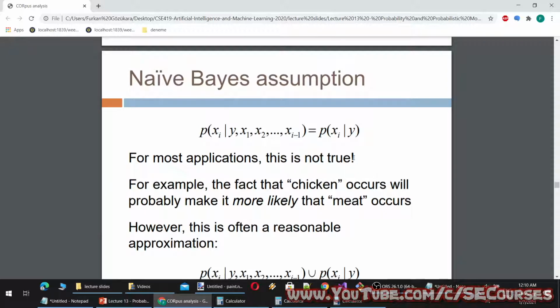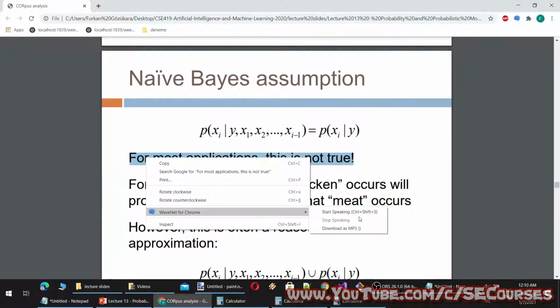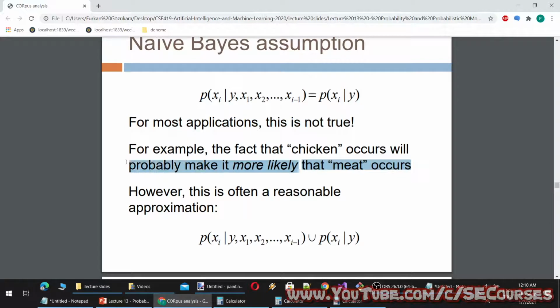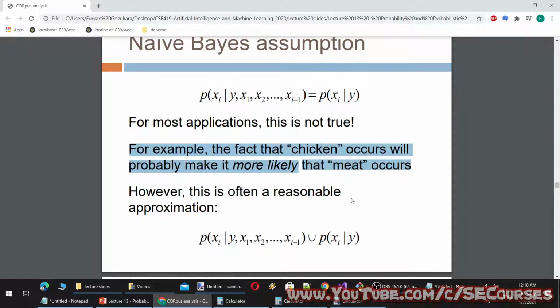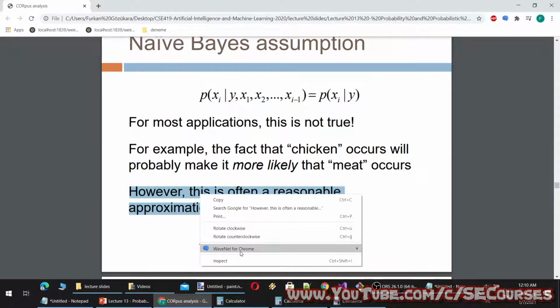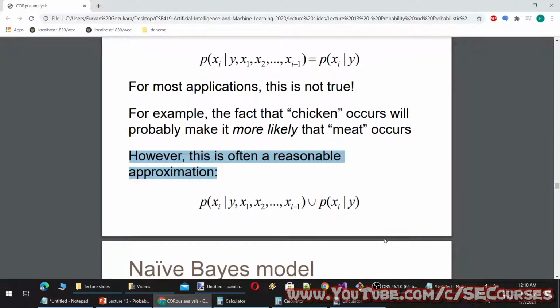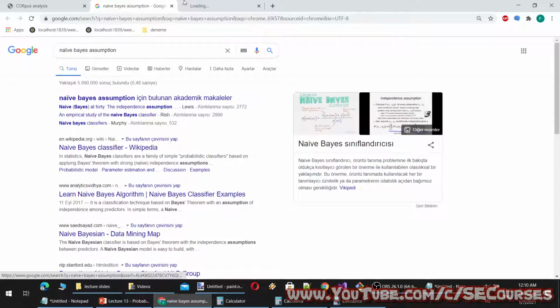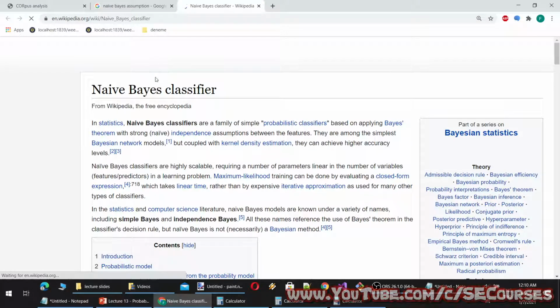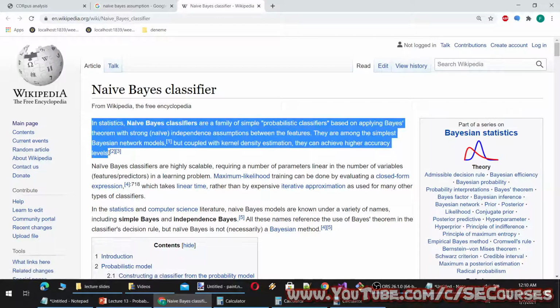Okay, so let's come to the realities. For most applications, this is not true. For example, the fact that chicken occurs will probably make it more likely that meat occurs. However, this is often a reasonable approximation. So there is something called the naive Bayes assumption. When we search for it, I think we can see it inside Wikipedia.